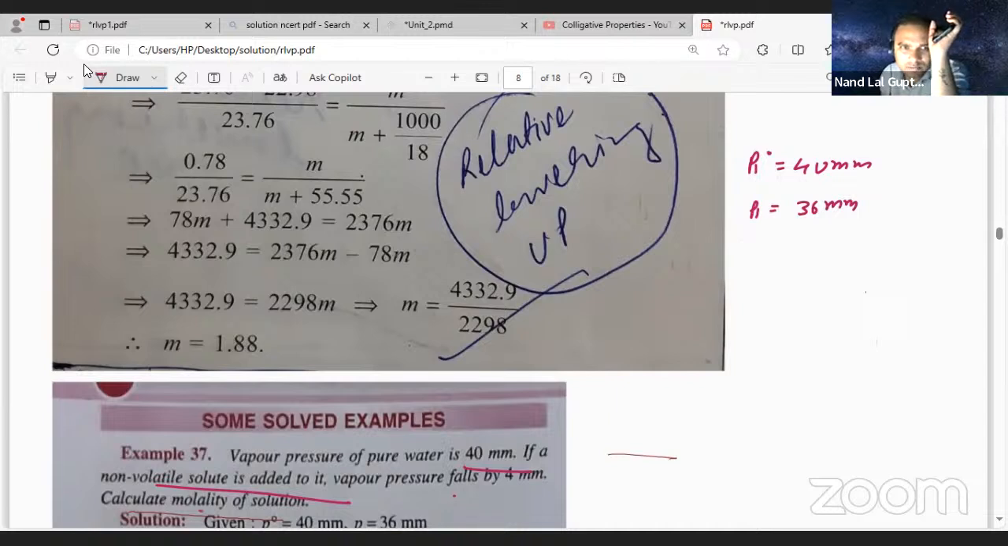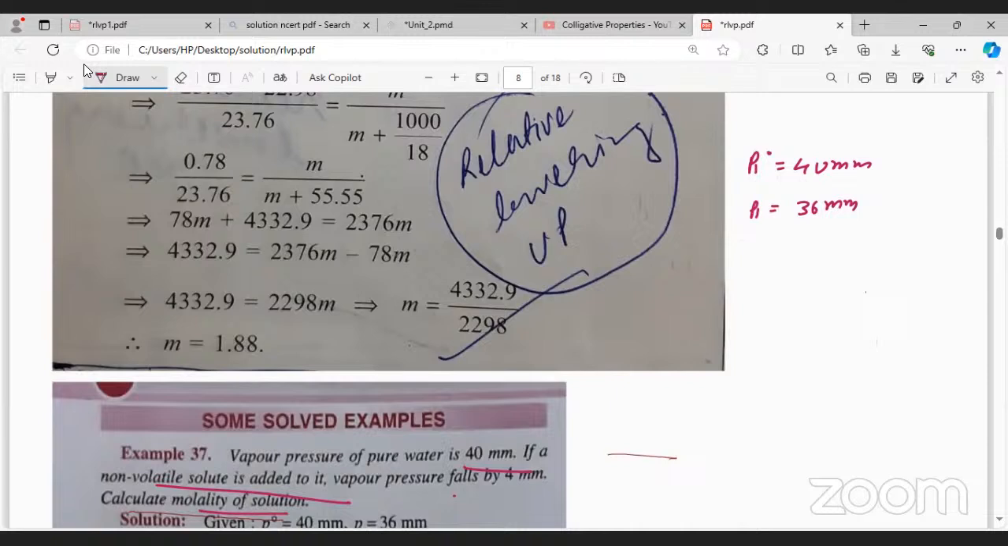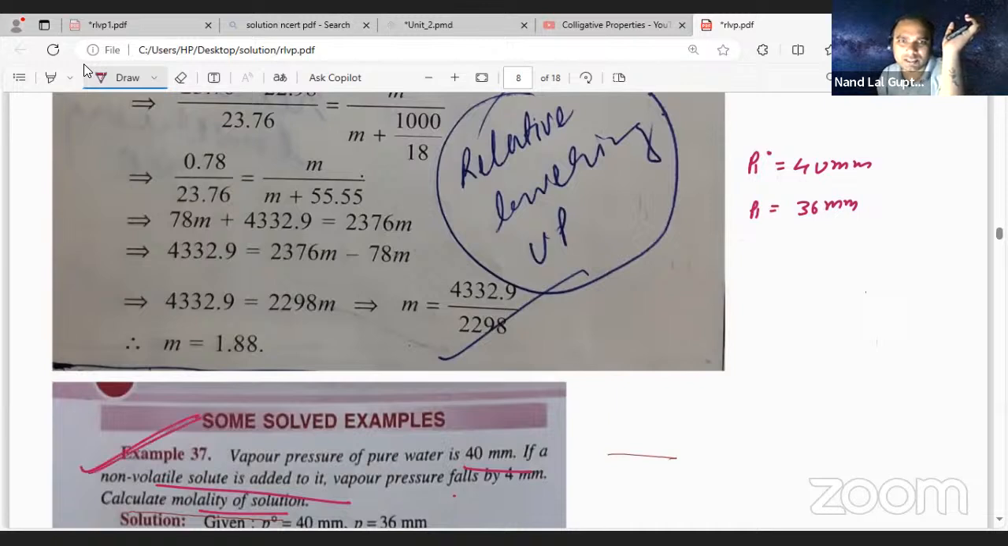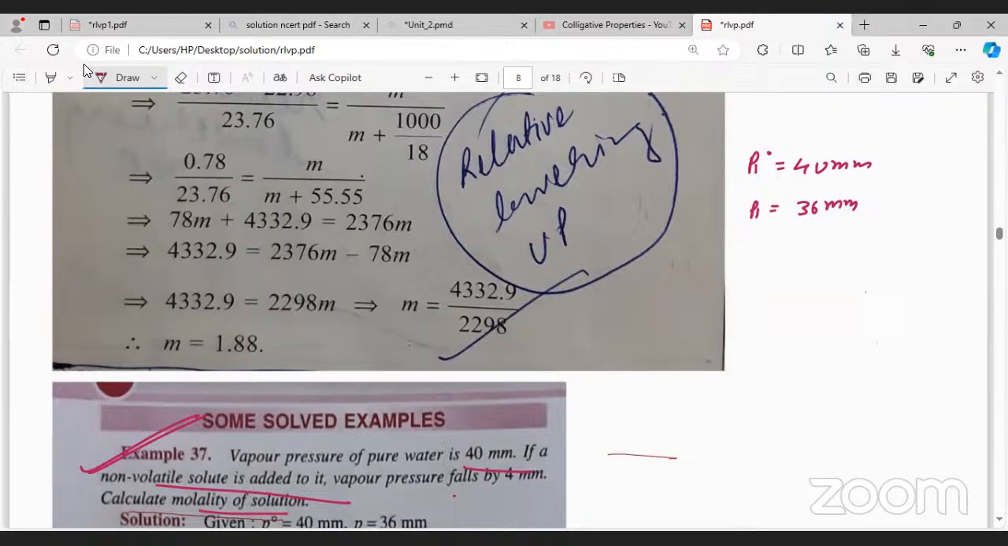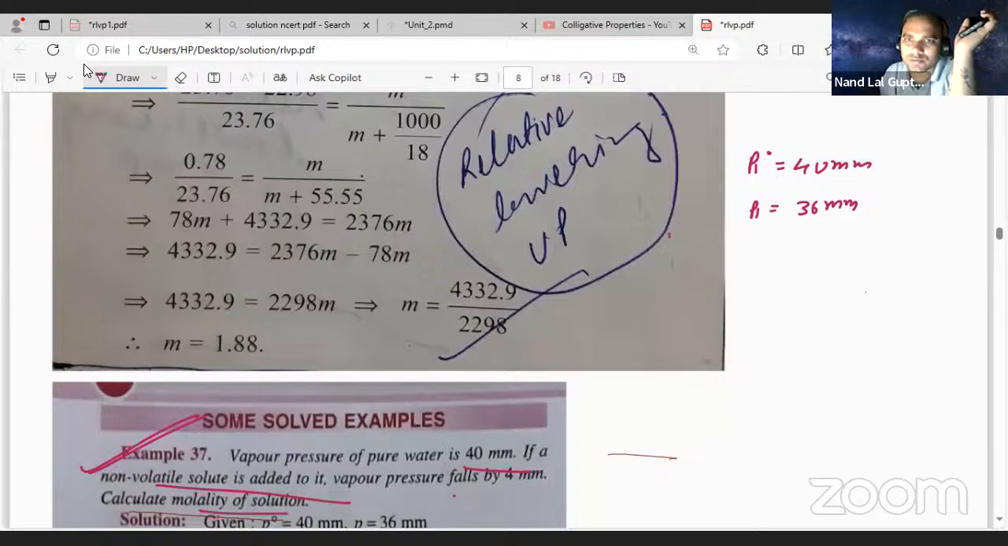Calculate the molality of solution. Can you do this one? The last question same. This much tough problem will not come. This is the NEET type or the JEE problem. But should I do this one? Should I do? Yes, sir, you do. Okay, if you are saying then I have to do.